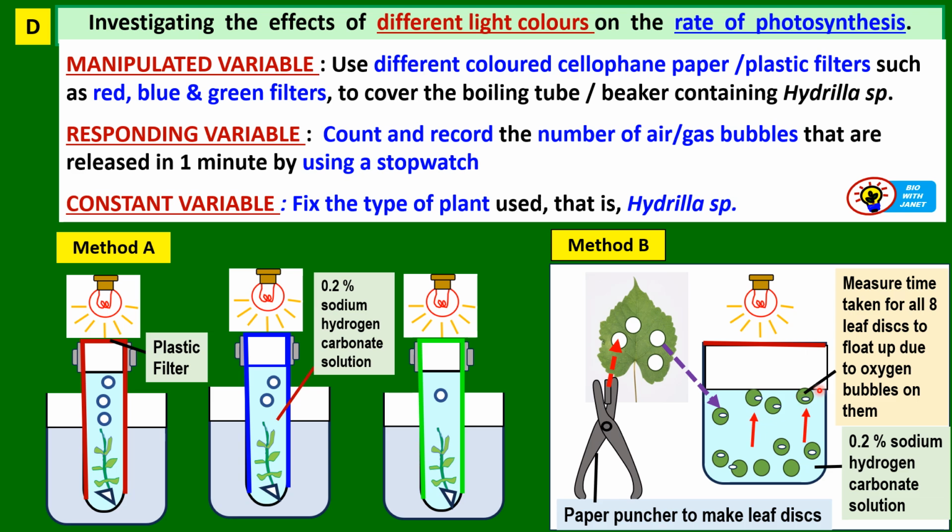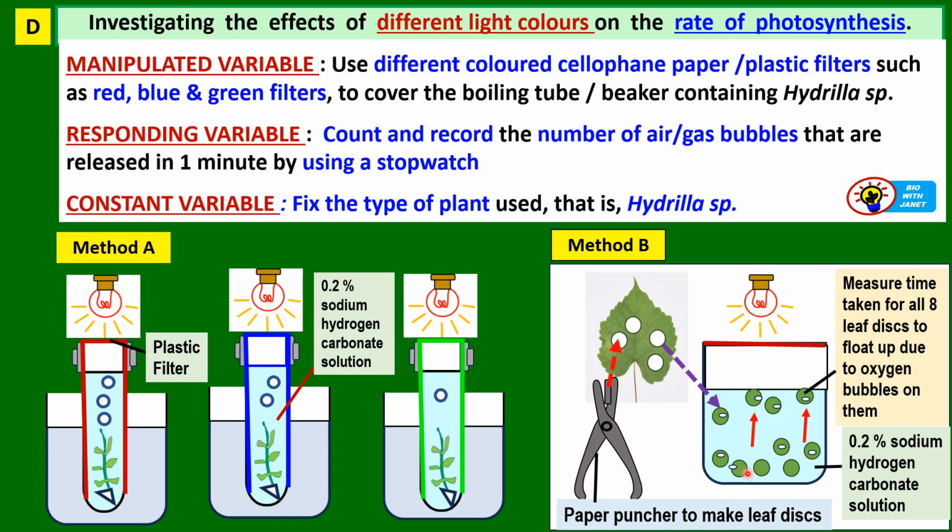So our responding variable in this case is to measure the time taken for all the leaf discs to float up. Maybe 8 leaf discs float up due to the oxygen bubbles on them. When all 8 leaf discs have floated up, that means the reaction is completed and you note the time. We use 0.2% sodium hydrogen carbonate solution to provide the carbon dioxide for photosynthesis.